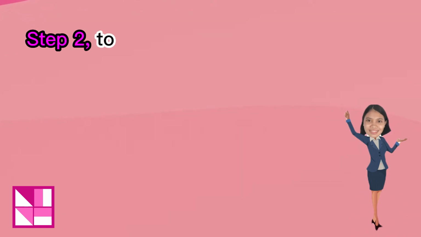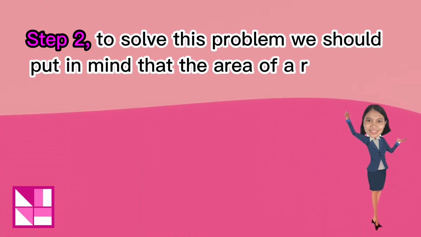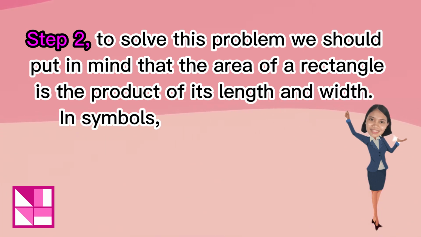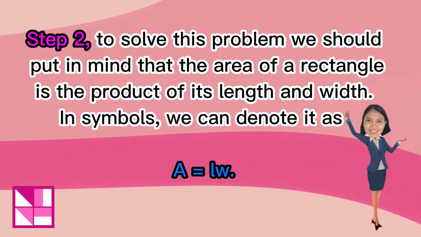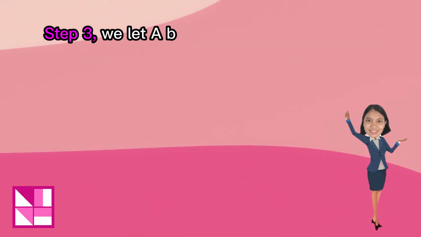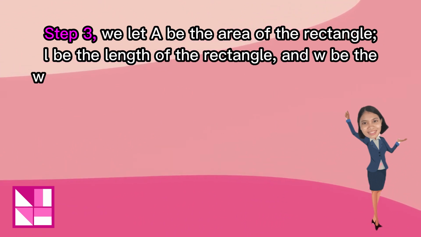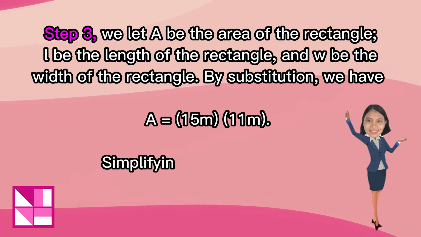Step 2. To solve this problem, we should keep in mind that the area of a rectangle is the product of its length and width. In symbols, we can denote it as A equals LW. Step 3. We let A be the area of a rectangle, L be its length, and W be its width.